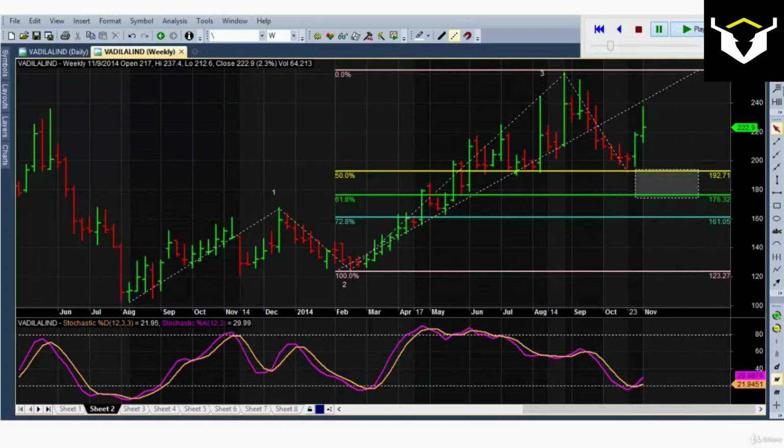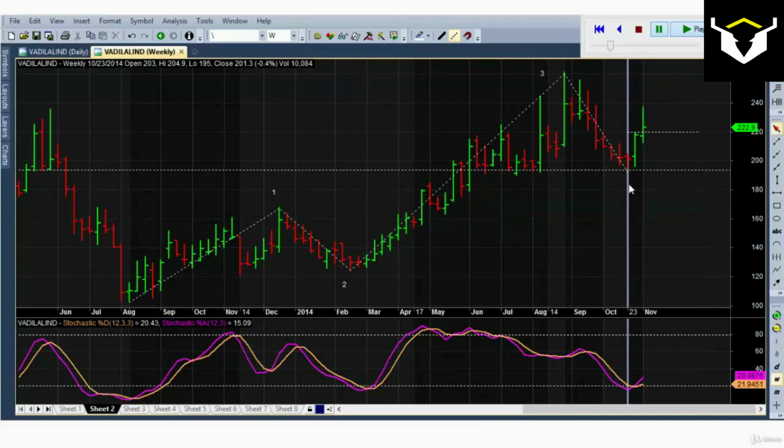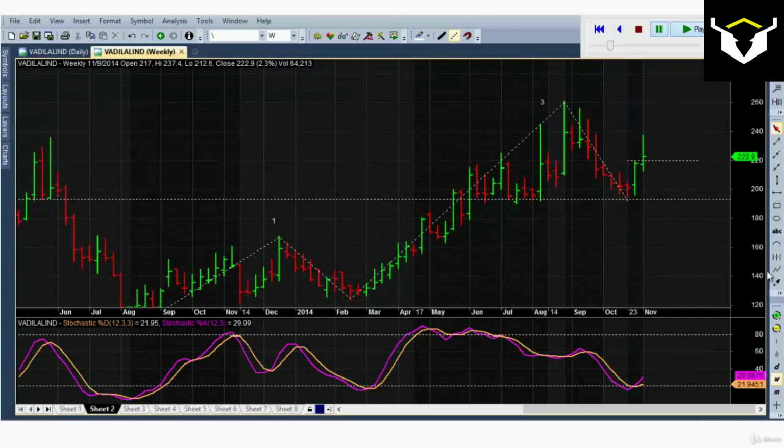So we make a long trade at 220, I'm sorry, clear these extensions and ratios out, with a stop at swing low, which is at 195. Target for wave 5 is 127% of wave 4.